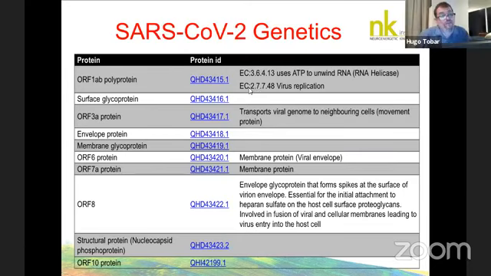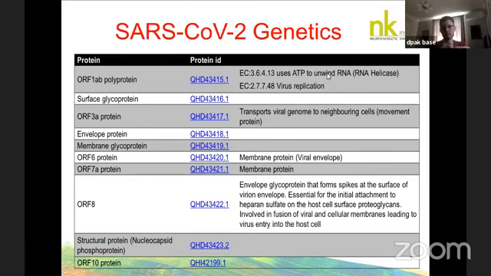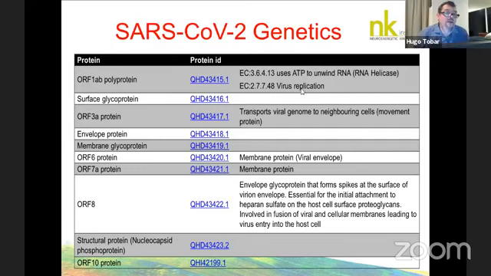And you can see one is about unwinding the RNA. That's like when it gets in, you have to unwind it to open it. And the other function the same enzyme does is about virus replication.